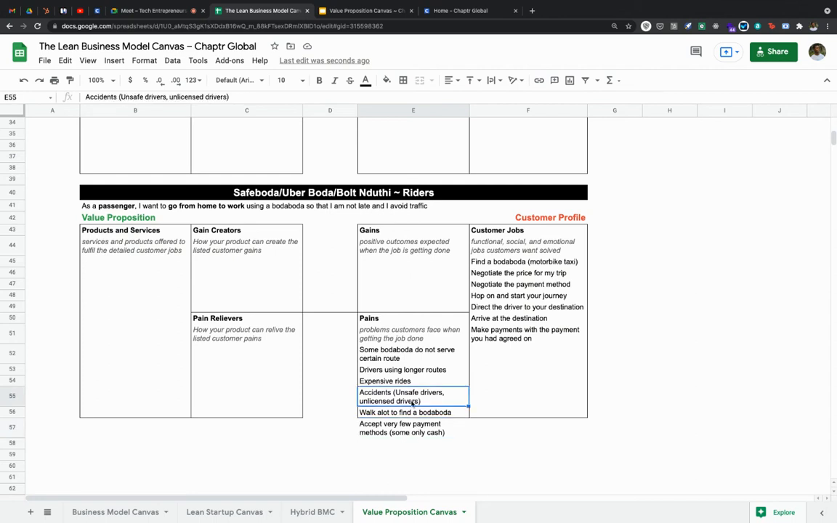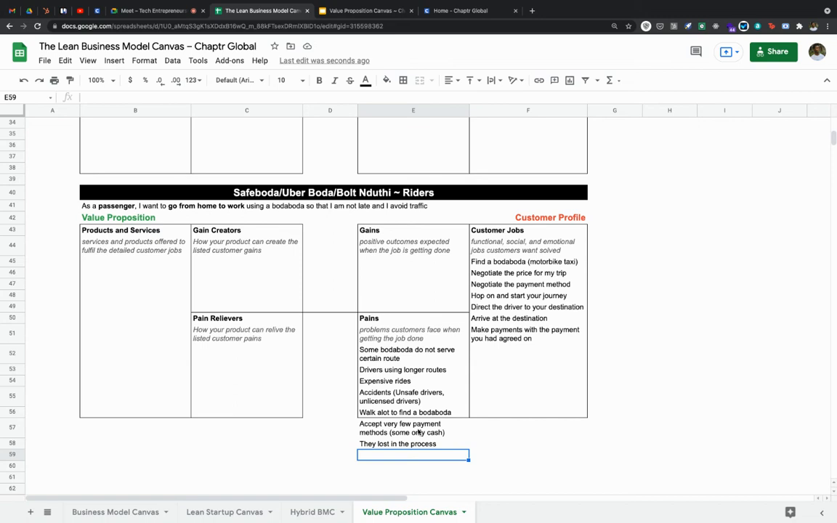There are some bodas who don't know the place. Seriously, there are bodas who don't know the place, so the guy ends up dropping you somewhere wrong. Okay, so they get lost. You get lost in the process. That is a big problem. Any other problems you might face? So those are the pains you guys have.